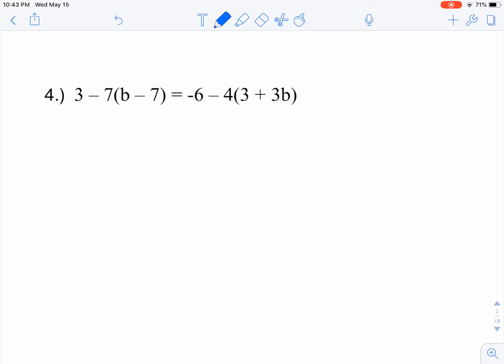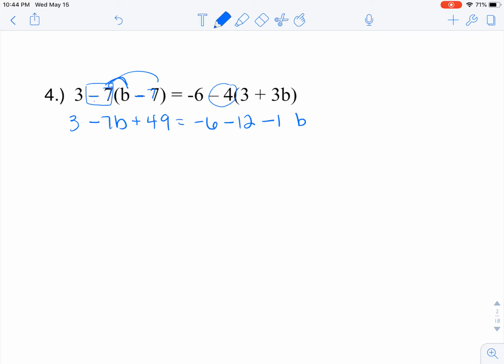All right, number 4, same thing. We got some more distributive property. Just remember that you're distributing a negative 7. So this negative 7 times b is negative 7b. And then negative 7 times negative 7 is going to give us a positive 49. And then over here again, it's a negative 4 we're distributing. So negative 12 minus 12b. That should be a 12.